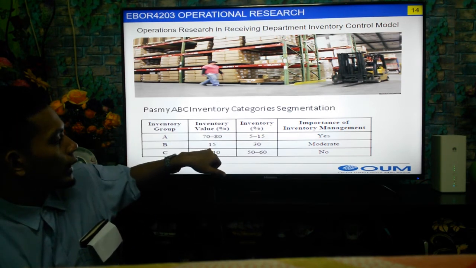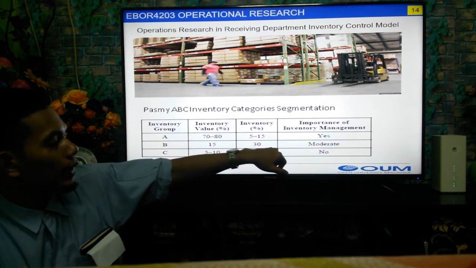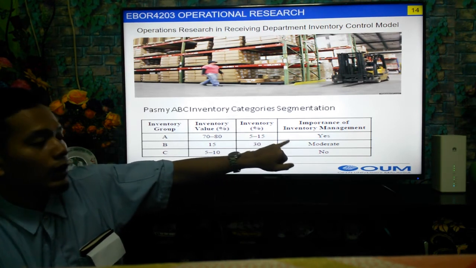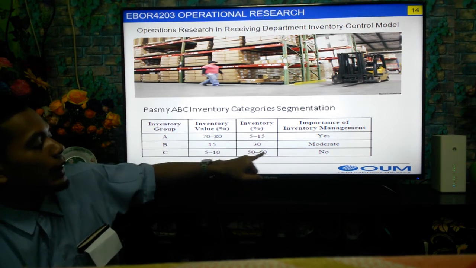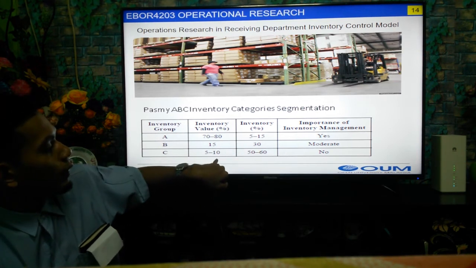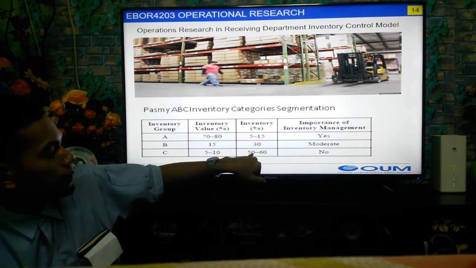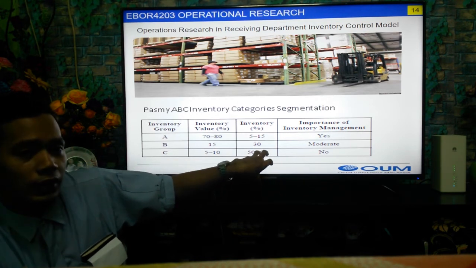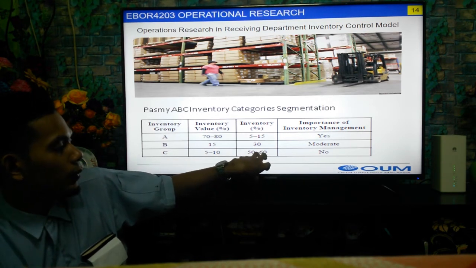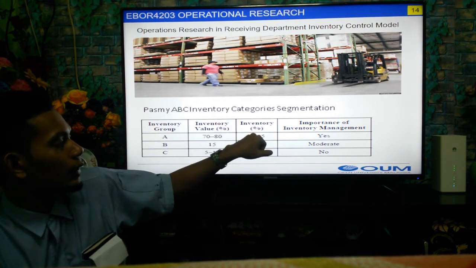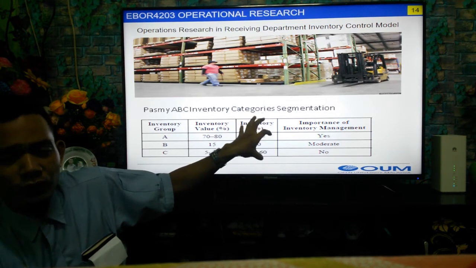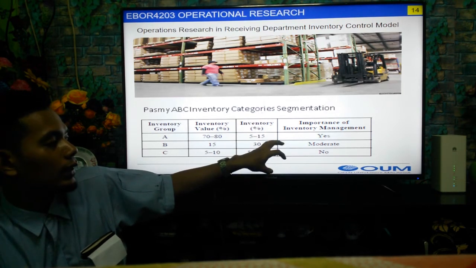Group A has an inventory value of 70 to 80% with inventory of 5 to 15%, which is highly important. Group B has 50% value and 30% inventory, moderate. Group C has 5 to 10% inventory value and 50% inventory. So the biggest inventory is the C group, but its value is the smallest. The A group has the highest value, but the smallest inventory units.